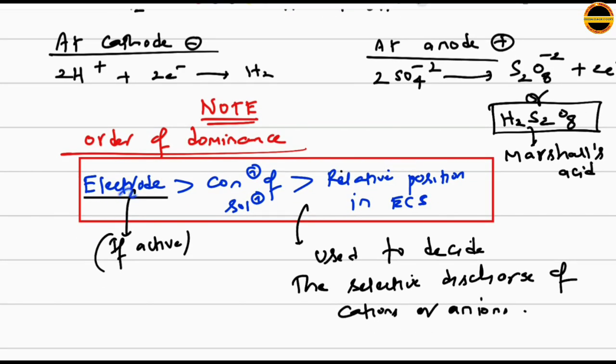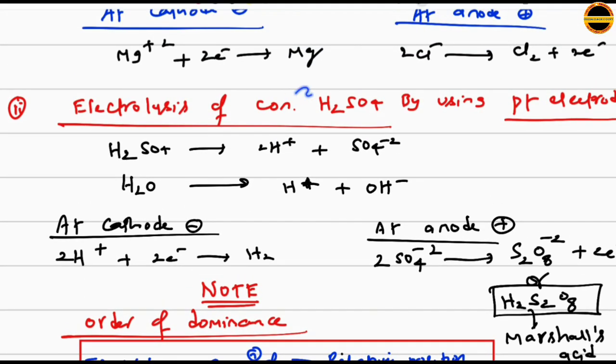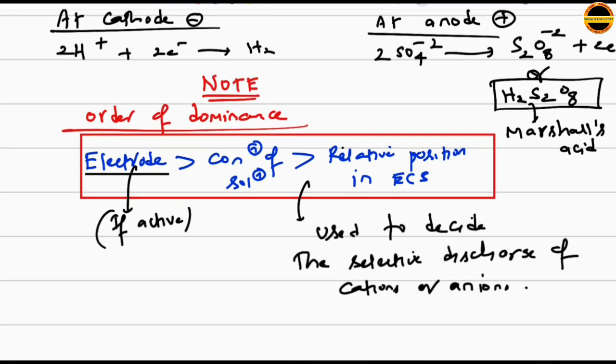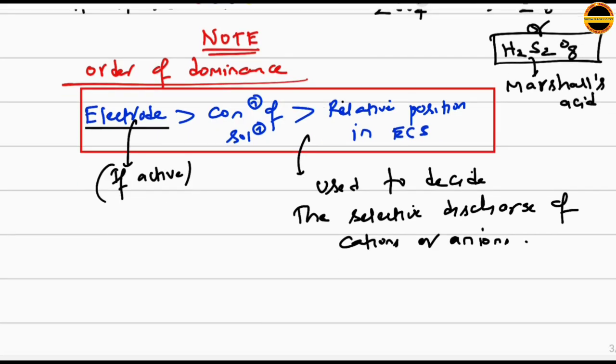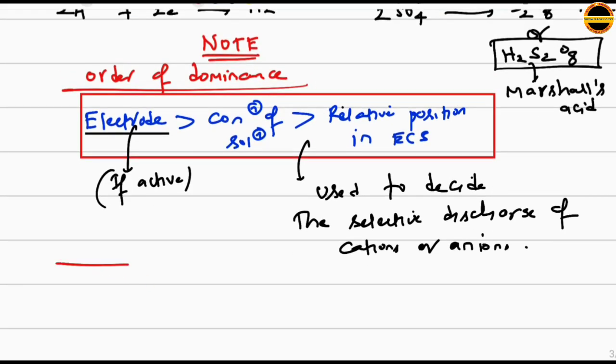The electrode is inert here because it is platinum. Then concentration is dominating. In the question you see concentrated H2SO4. That's why the ion with more concentration discharges first. If it is a dilute solution and the electrode is inert, then automatically we will see relative position. Whichever is below in the series undergoes discharge with respect to the electrode. Okay. Next, moving further.